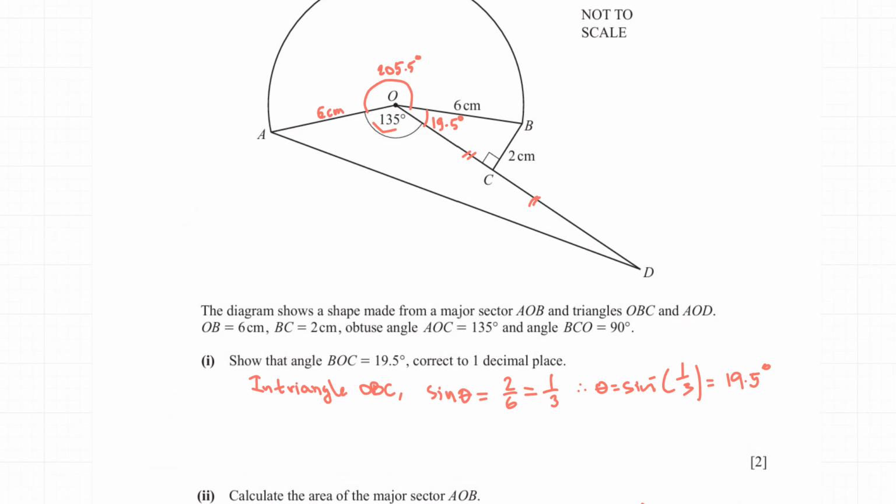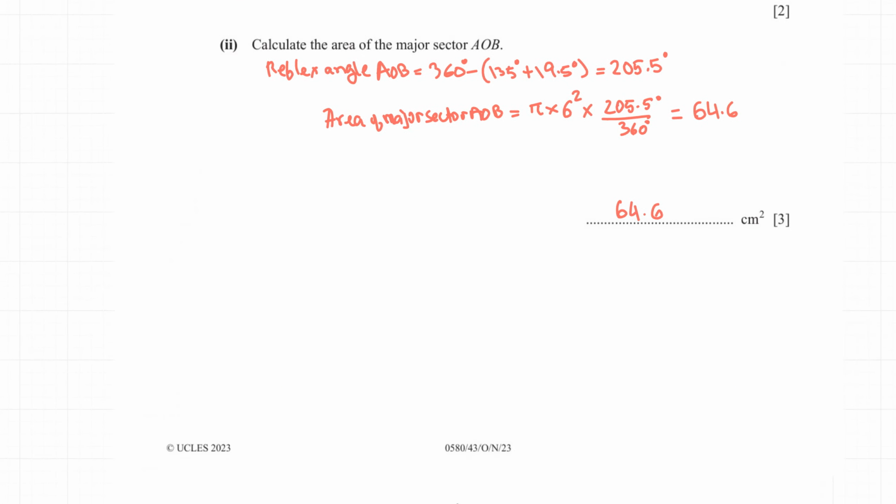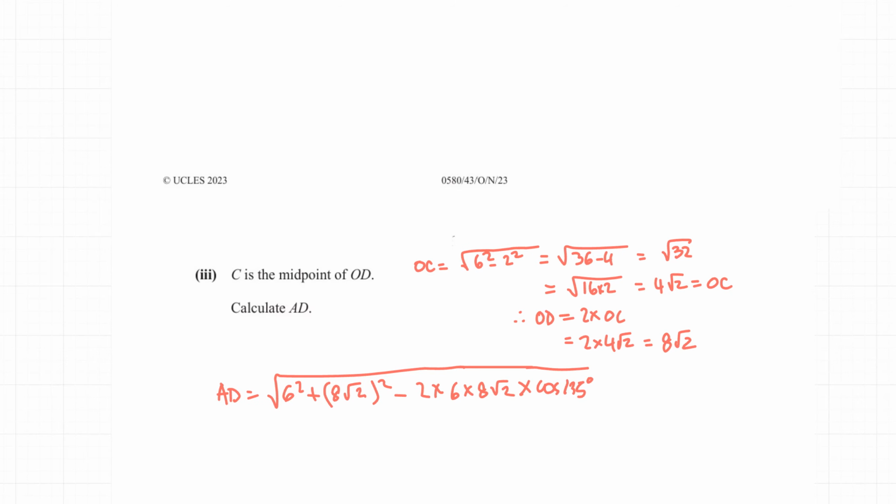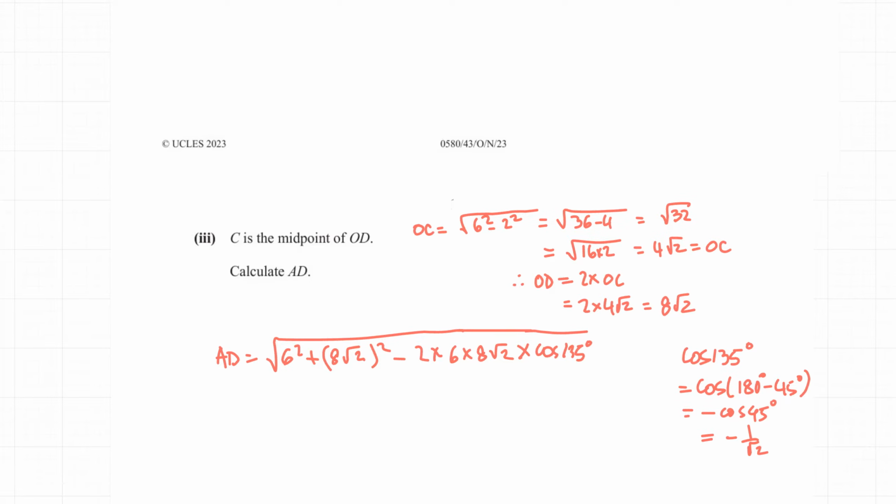So that's 135, so cos of 135 degrees. Well, we can work it out in the calculator, but we can also do it this way. That is equal to cos of 180 minus 45 degrees. That is minus cos of 45 degrees. That is minus 1 over root 2. Okay, so I can write it as root 2 over 2, but I just wrote it this way. So I could cancel things out here.